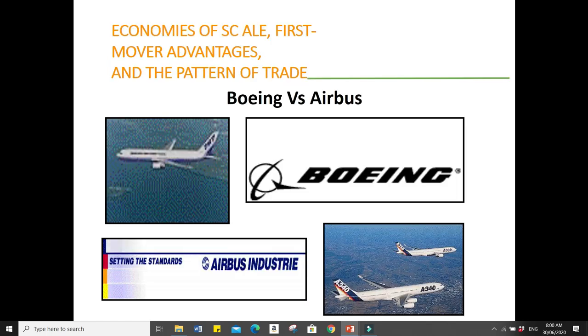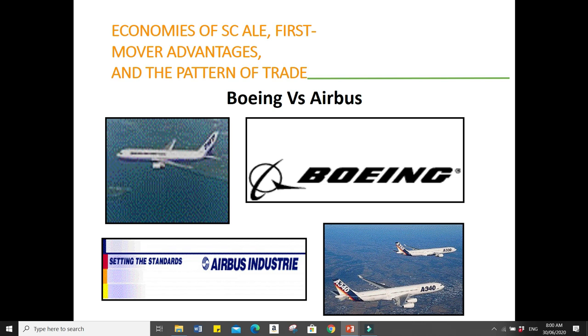Let's continue. So let's take a look at the case of Boeing and Airbus in terms of economies of scale, first mover advantages.